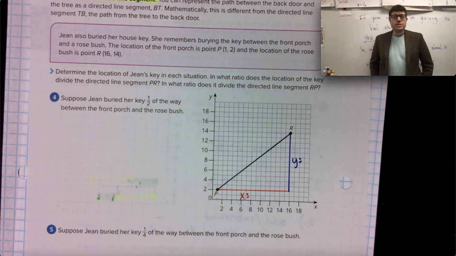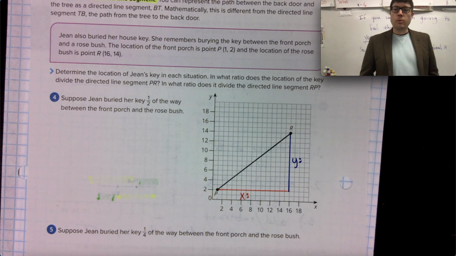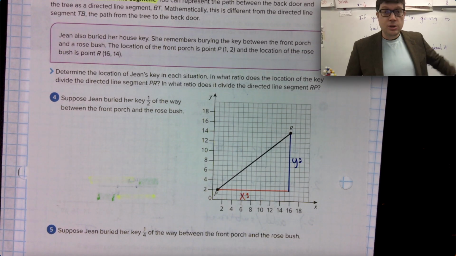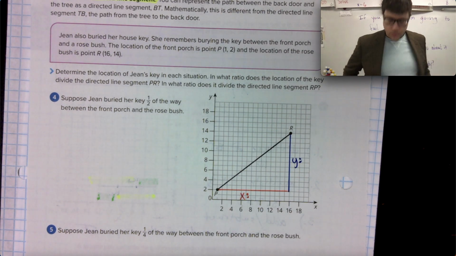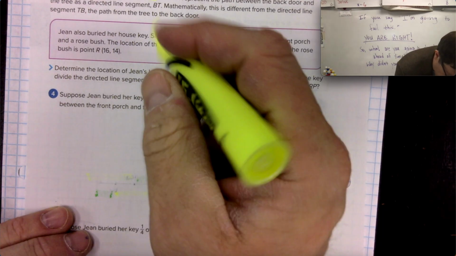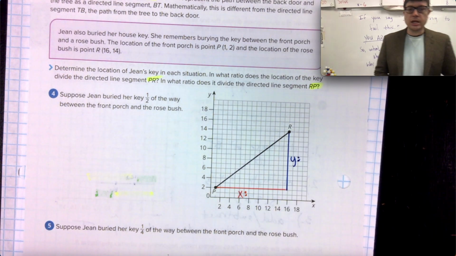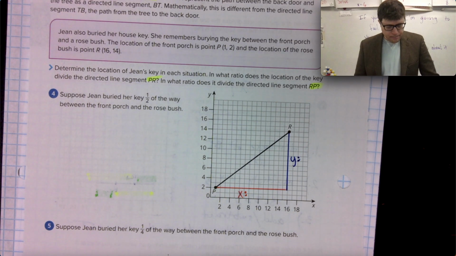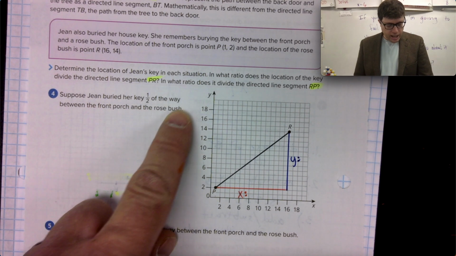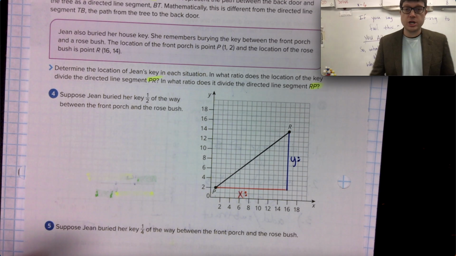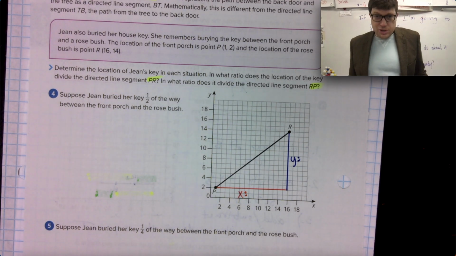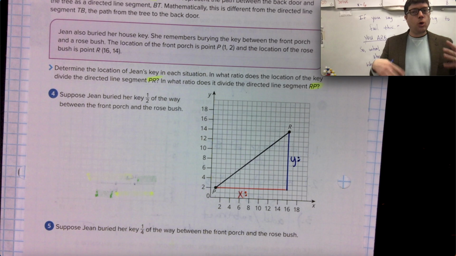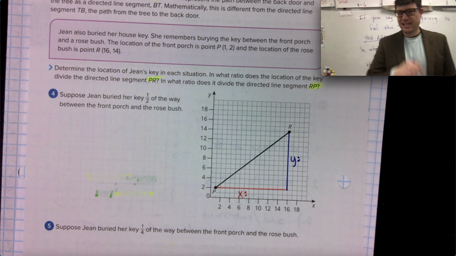In what ratio does the location of the key divide the directed line segment PR, and in what ratio does it divide the directed line segment RP? So we're going to pay attention to the order of the letters, directed. Suppose Jean buried her key half of the way between the front porch and the rose bush. To do this, I'm going to show you the steps again from before, but now because of the whole idea of counting boxes, this isn't so bad.